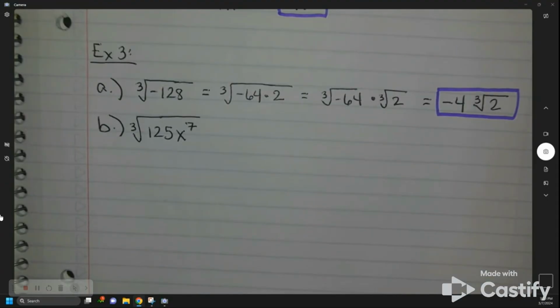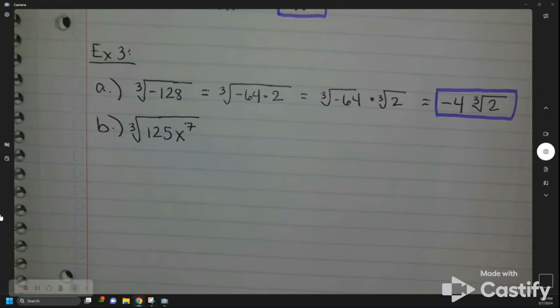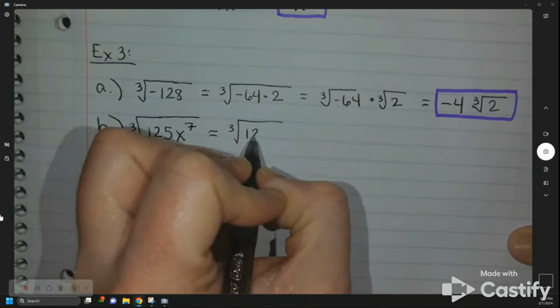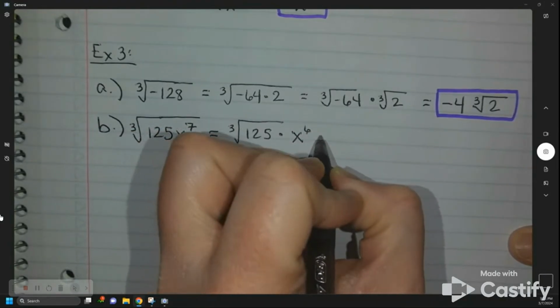So I know that 5 times 5 times 5 is 125. So I realized right away that 125 is a perfect cube, because that's what I'm looking for now. Before I was looking for perfect squares, now I'm looking for perfect cubes. And if I look at x to the 7th, I can expand this into the cubed root of 125 times x to the 6th times x.